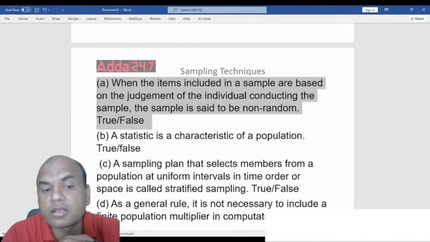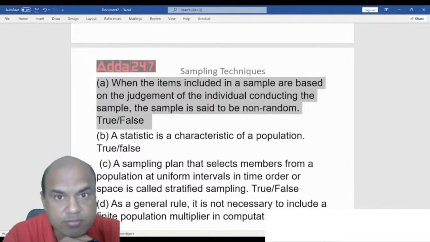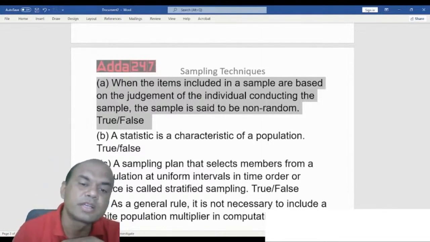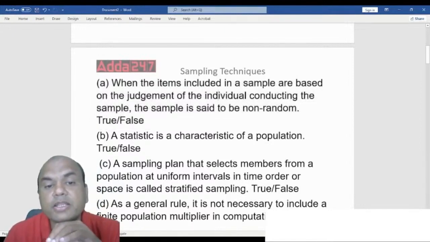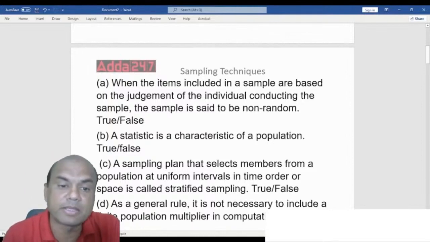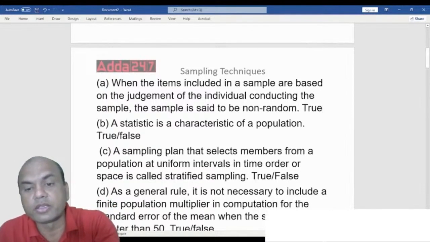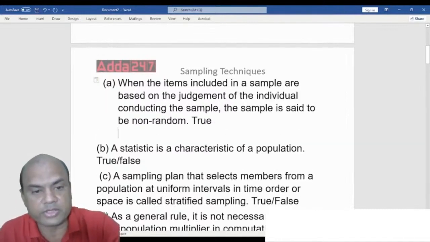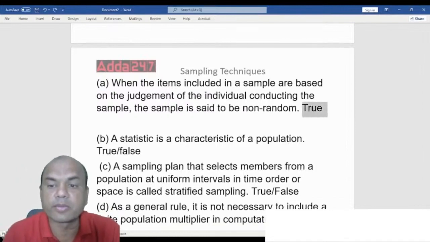Judgment of the individual conducting the sample. Yes, it is. Correct. The answer is here: individual conducting the sample. This is a type of non-probability sampling. So the answer for this is true, everyone. So the answer is true over here. Let me mark it.